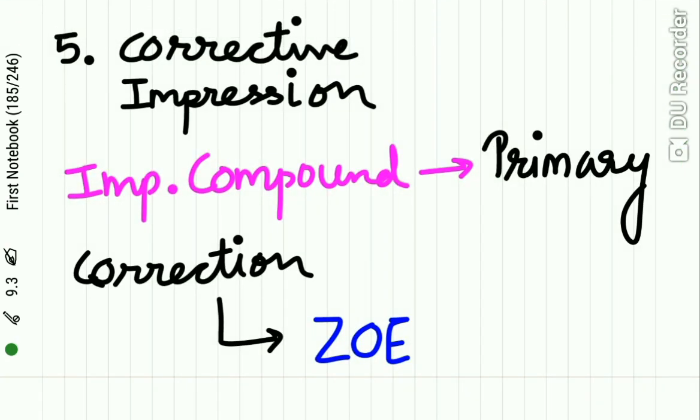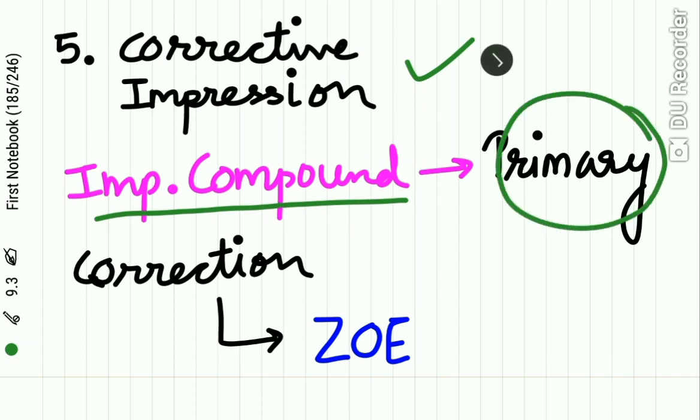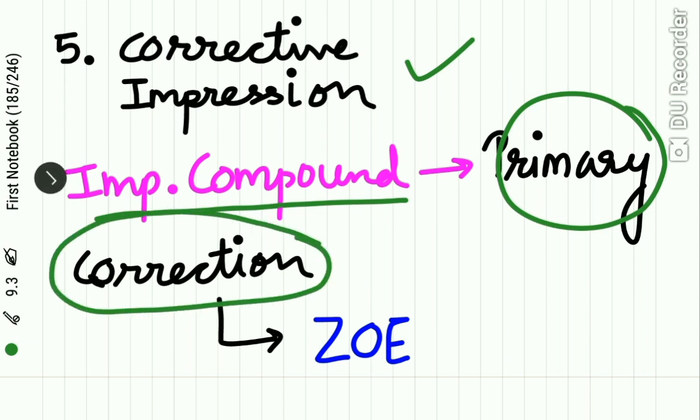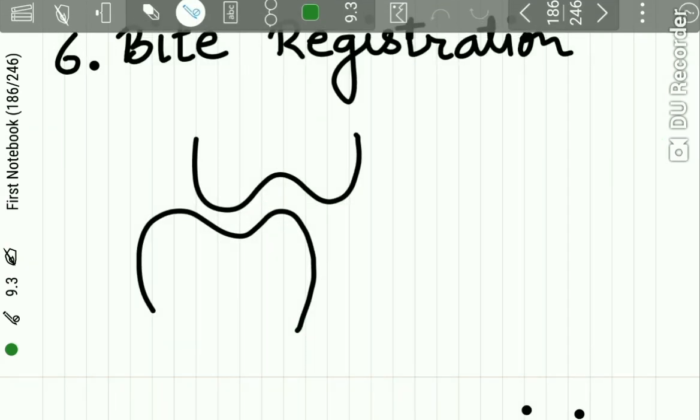Now, ZOE paste can also be used as a corrective impression material. The impression which is obtained using an impression compound is the primary impression. It may have some variation, it may be overextended or underextended most of the time. So, to correct the impression made by the impression compound, the ZOE paste can be used as a corrective impression.